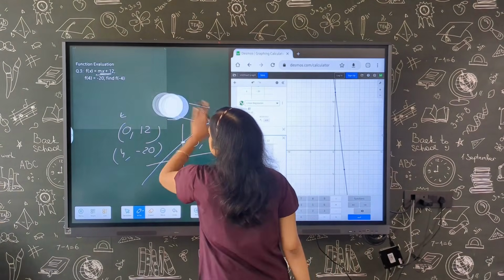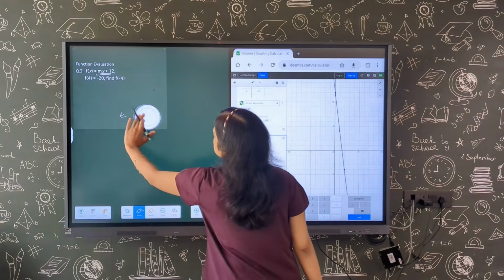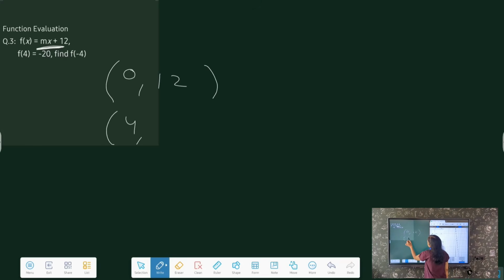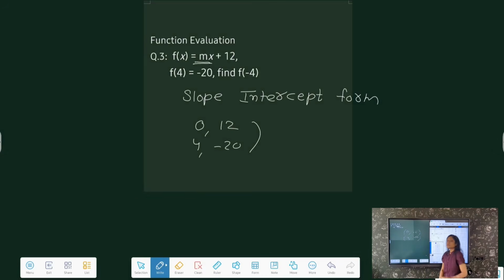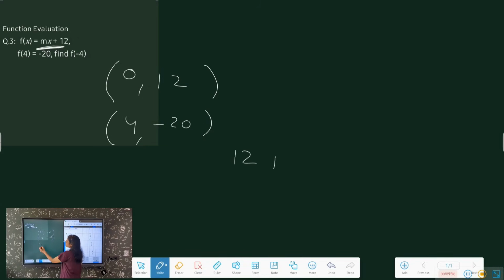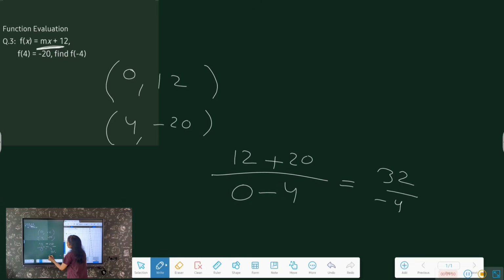Now solve the same question with the help of the manual method. Again, the first thing we already observed is that input is 0 and outcome is 12, and another input is 4 and outcome is 20. So we are going to use the rise over run slope formula, y2 minus y1 over x2 minus x1. So it will become 12, minus minus will become plus, so 12 plus 20 divided by 0 minus 4. So we can write down 32 by minus 4, which is minus 8.